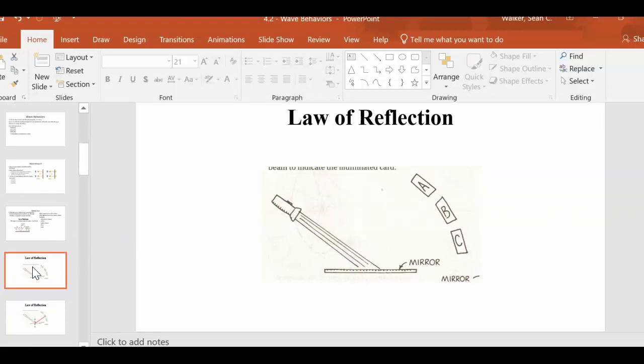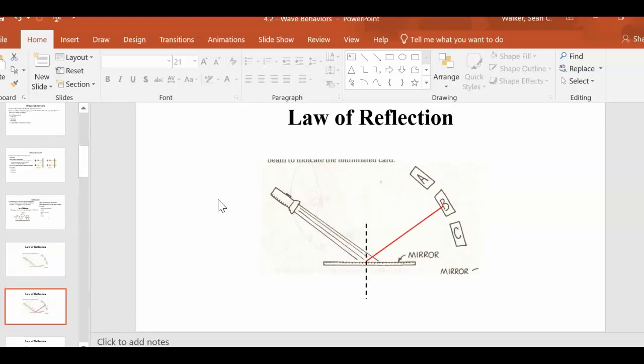Okay, so the answer to the question is mirror B. Notice the light comes in, hits a mirror, and reflects at the same angle that it came in at. Now, before we move on to refraction, there's something important I need to tell you.